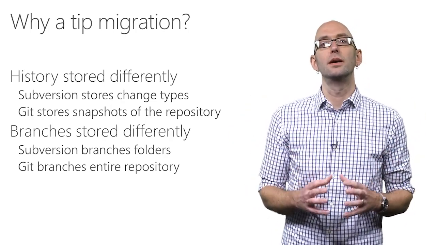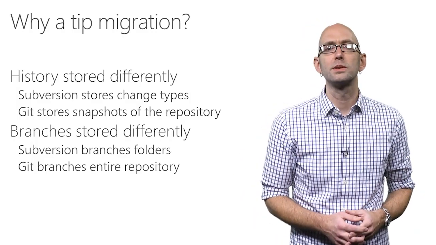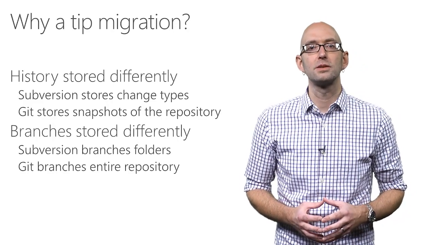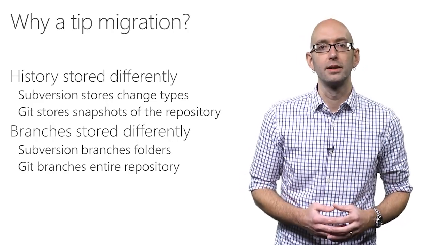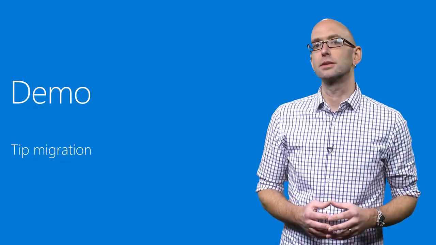But as time goes on, and as you work on the new Git server more and more, you'll query that old Subversion server less and less. So even though it's a little annoying at first, you tend to get over that hump quickly, so that you're usually looking at the history just on the new Git server. Let's take a look at what a tip migration looks like.